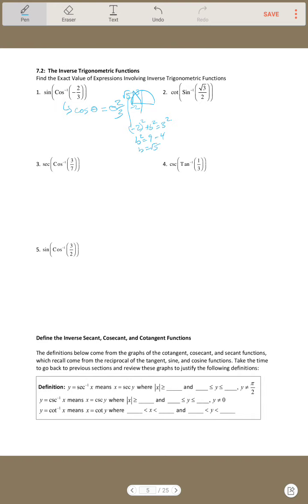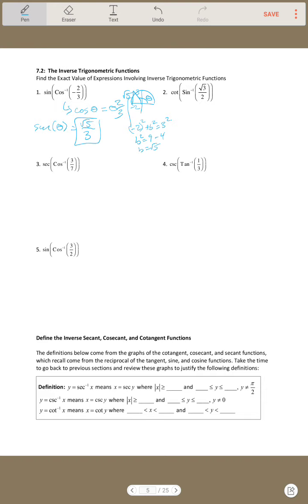So with that being said, now remember what we're looking for is sine of this angle. Remember that inverse trig is giving us an angle. So sine of this angle, well, if this is our angle measure that gives us this ratio, then sine would give us opposite over hypotenuse. So root 5 over 3, like that.